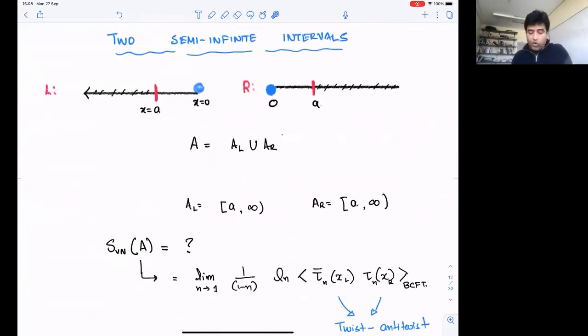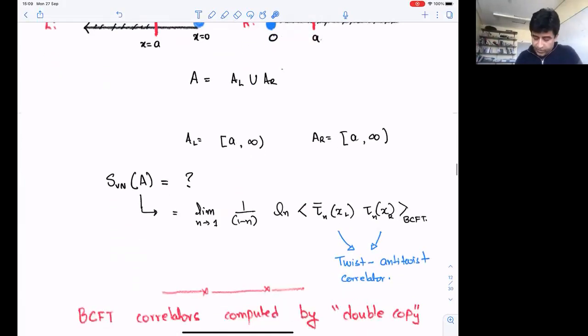So we want to compute the von Neumann entropy of this. In the holographic description, what this corresponds to in the thermofield double state is computing the von Neumann entropy of all the Hawking radiation received in the union of these two semi-infinite intervals. If we make this little a approach the origin, that means we compute the von Neumann entropy of all the Hawking radiation that's received. But generically, we can choose little a to be different from zero and just think about these two semi-infinite intervals.